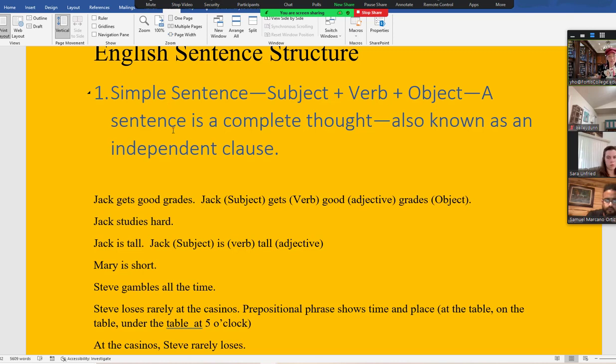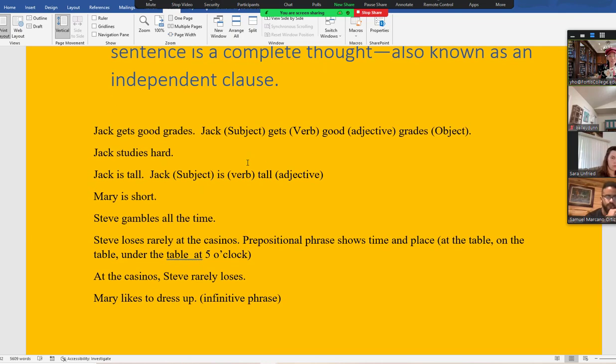All right, so let's go over the simple sentence: subject plus verb plus object. A simple sentence is a complete thought, and it's also known as an independent clause. So here are some examples. Jack, subject, gets, verb, adjective, and object. So subject, verb, object, subject, verb, object. All of these have subject, verb, object.